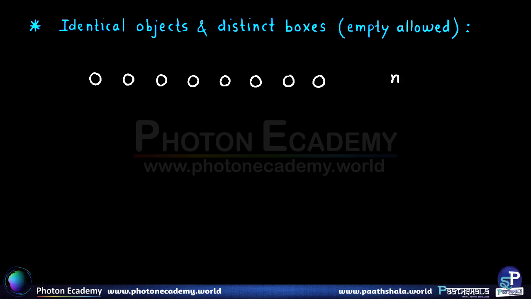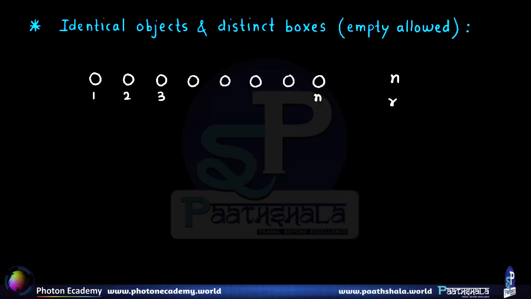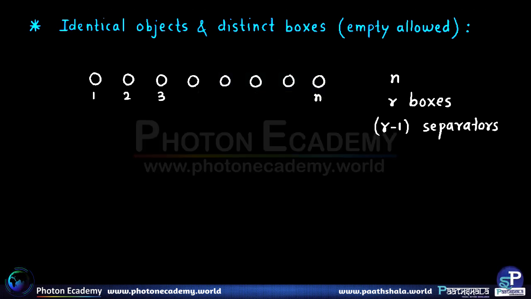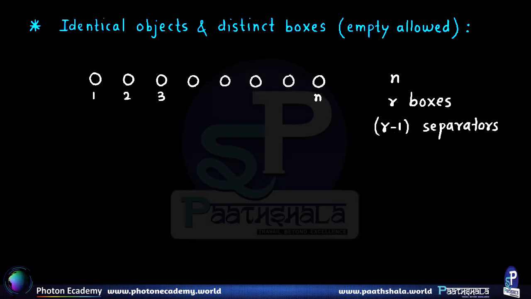So there are n objects from 1 to n, and we have to still divide them into r boxes. So that means we again need r minus 1 separators. But now since the empty boxes are allowed, it means that the places where we can put r minus 1 separators are not just n minus 1 as in the previous case, but they can be placed on the extreme ends also.